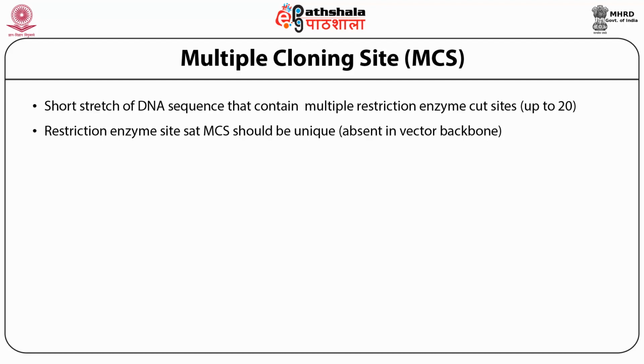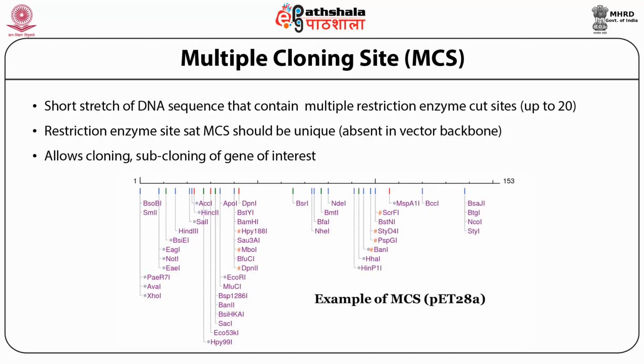The advantage of multiple cloning sites is that if you have across vectors, it allows cloning, subcloning of our gene of interest. So we can move one gene from our cloning vector to expression vector because of these multiple cloning sites. Here is an example of restriction enzyme sites present at the multiple cloning site or MCS of pET28a, and as you can see, in that stretch of DNA from 1 to 153 nucleotides, we got multiple restriction enzyme sites concentrated in such a short region of DNA.